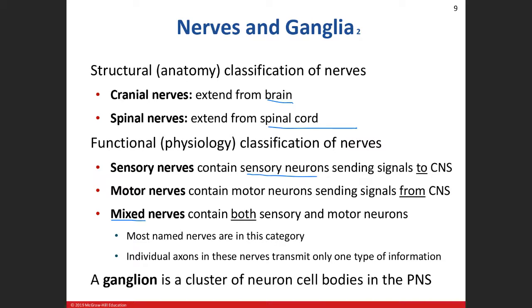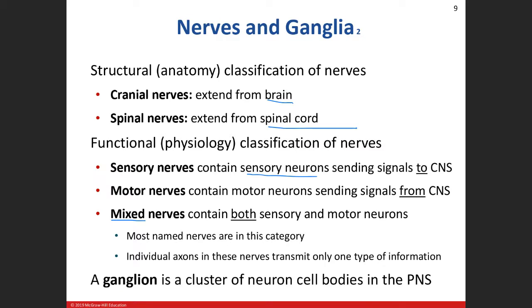Where does the sensory information go? From where to where? Right, it's going to the central nervous system. It's going from the periphery, from the receptors, we'll say. So it's going to go from the receptors to the central nervous system. It's going towards the central nervous system.